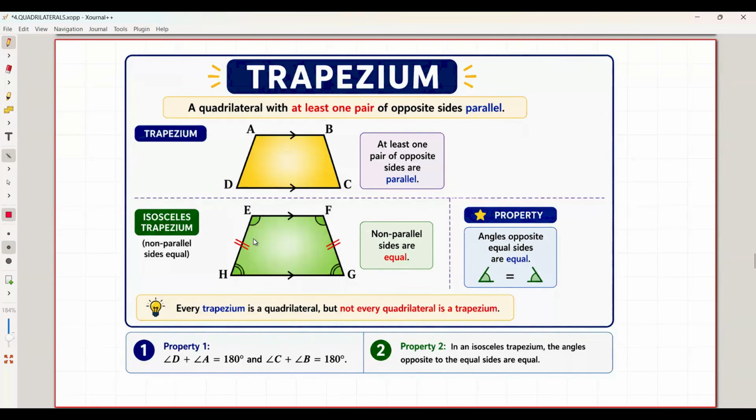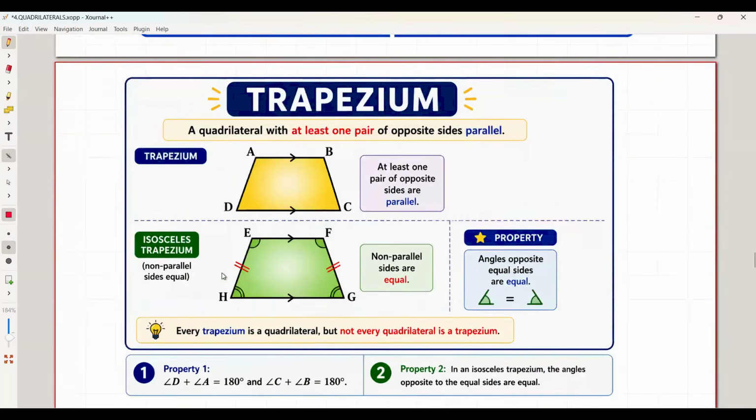The second property is about the isosceles trapezium. The angles opposite to the equal sides are equal. That means the base angles will be equal: angle H equal to angle G, angle E equal to angle F. In an isosceles trapezium, remember that base angles will be equal. These are the properties of the trapezium. Make sure you are clear with all the properties of kite and trapezium.